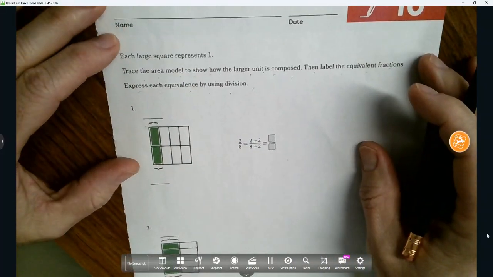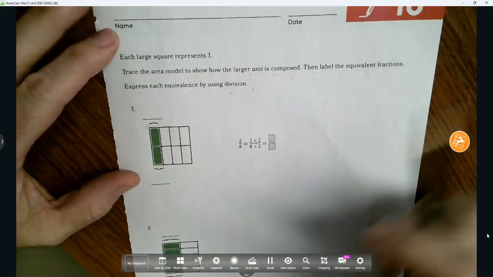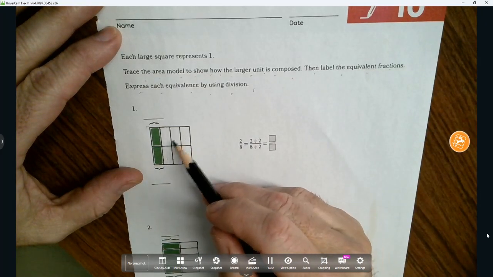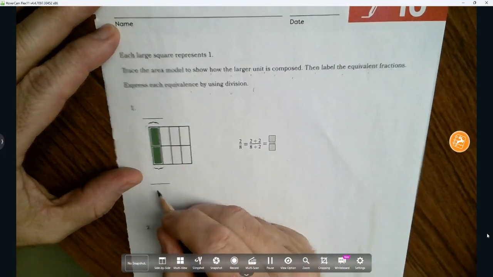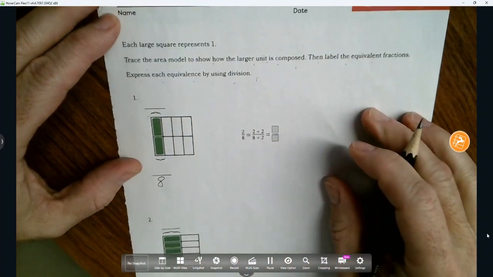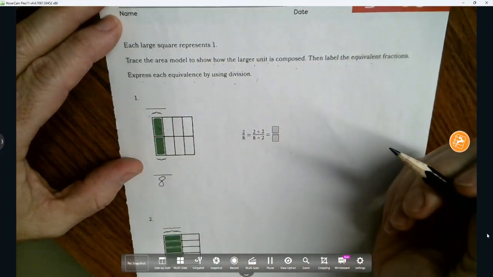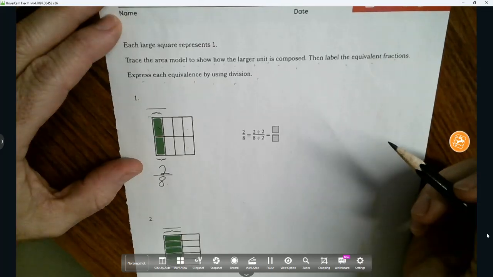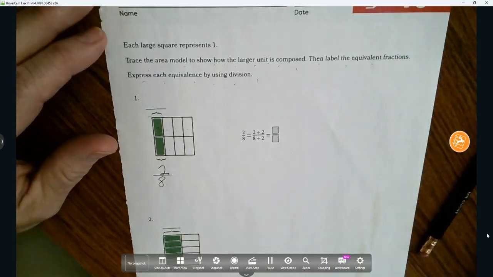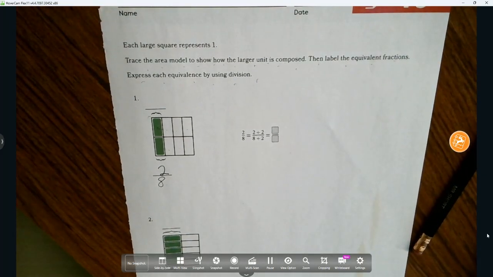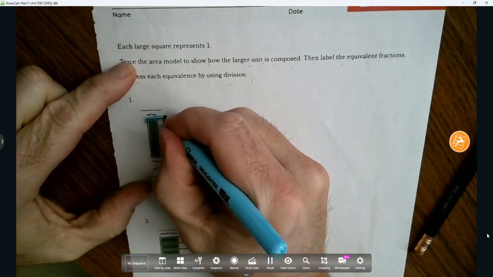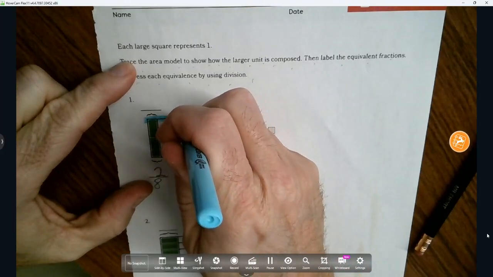Okay, so let's look at what we got here. Let's just count the total spaces first. 1, 2, 3, 4, 5, 6, 7, 8. We're going to put the 8 at the bottom. How many pieces are shaded in? 2 pieces. So it's 2/8. Okay. So when we look at that, we need to see it. I'll grab my highlighters. Here is what they just showed us.